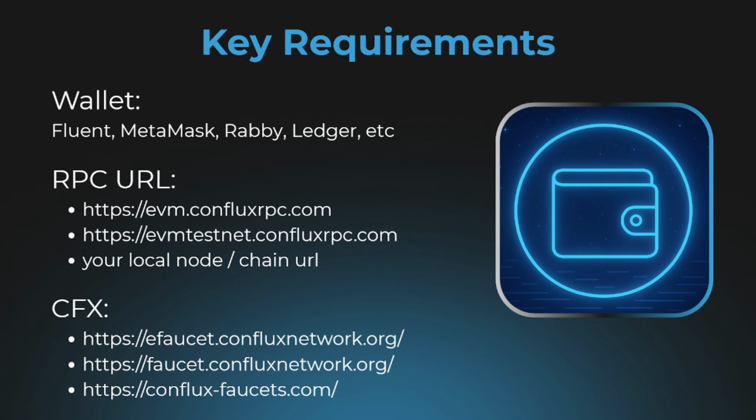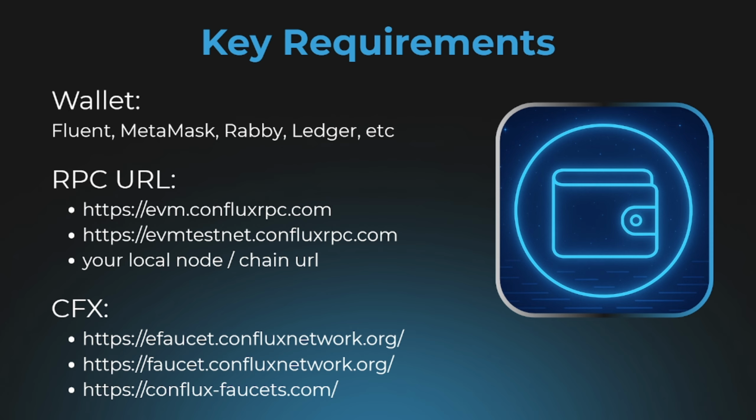So to get started on Conflux, these are the three key requirements. First, you need to have a wallet, for which you can use Fluent for both ESpace and CoreSpace. But for ESpace, you can use most EVM compatible wallets like MetaMask or Rabby, which are the most popular. I personally like Rabby a lot more than MetaMask. But you can also use Ledger, of course, on both Core and ESpace. For ESpace, you just need to use the Ethereum application on Ledger, and for Core, you need to use the specific Core app in Ledger, which is on the store.